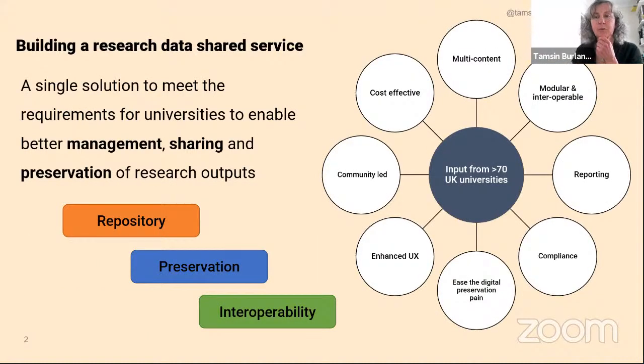Many of you will be aware that JISC ran a project creating a research data shared service for institutions in the UK. We gathered requirements from over 70 universities and we distilled them into three main components. That's repository functionality, digital preservation, and interoperability between the services and systems involved.